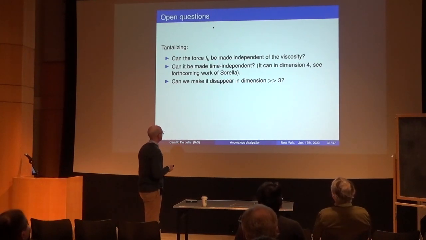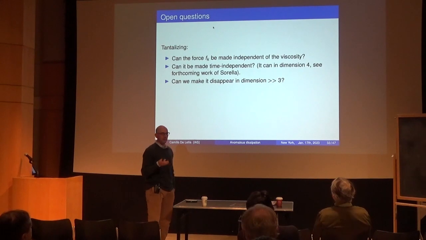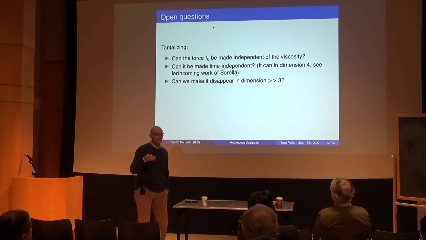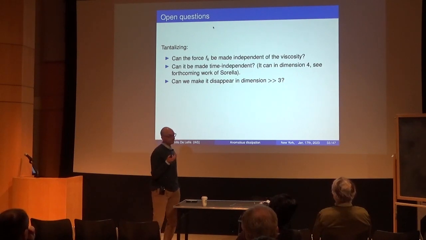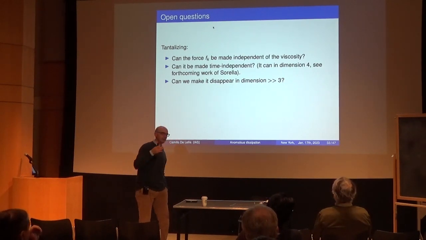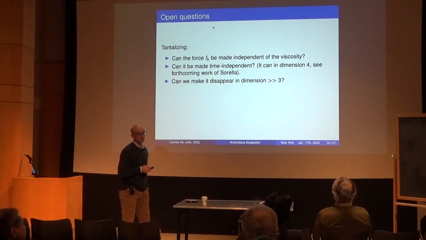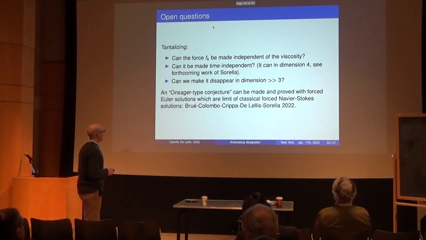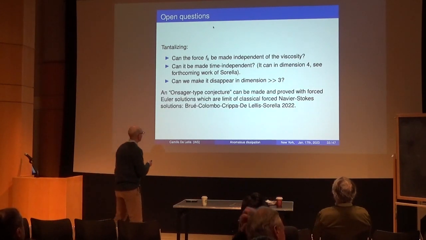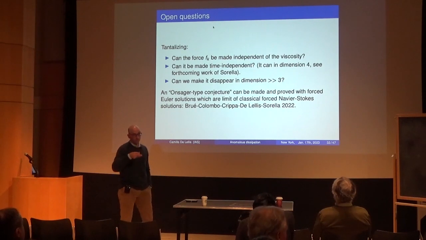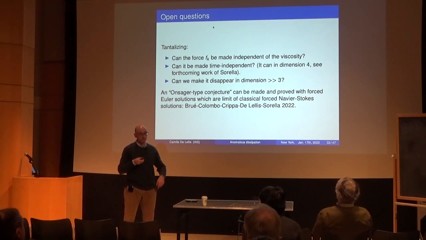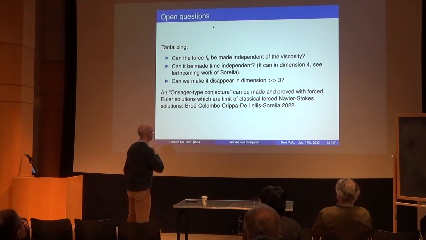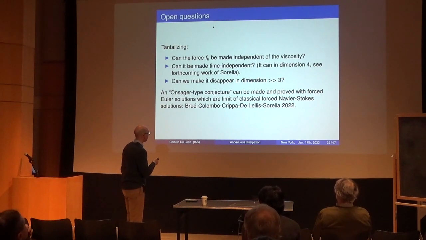Of course, you could just say, I just want to embed a certain particular dynamics in Euler. The catch is that the dynamics that I want to embed is very non-smooth, and what you can embed in very high dimension is a smooth dynamics. Can you make an Onsager type conjecture for the forced Navier-Stokes equations now, and prove it really for something which is a limit of Navier-Stokes? Yes, that you can do. And it's this joint work under five names.